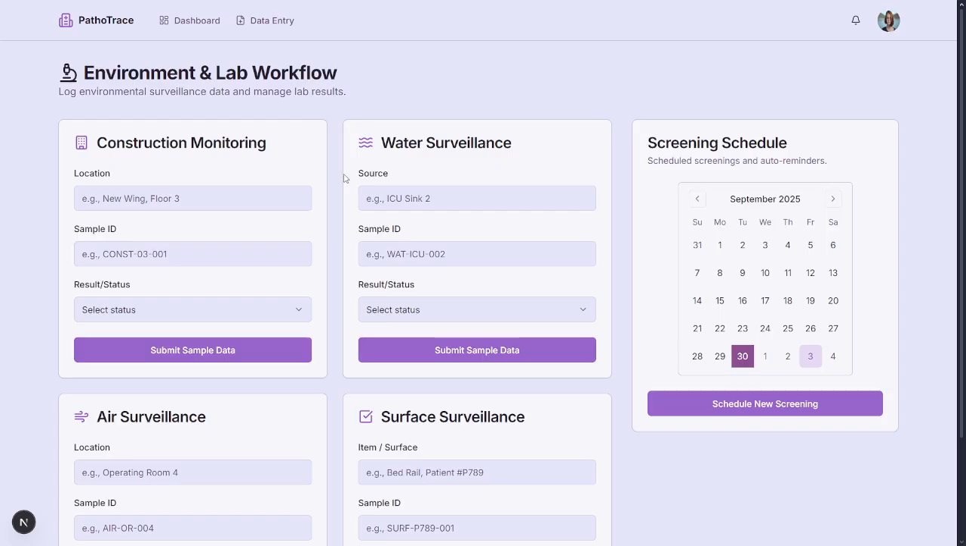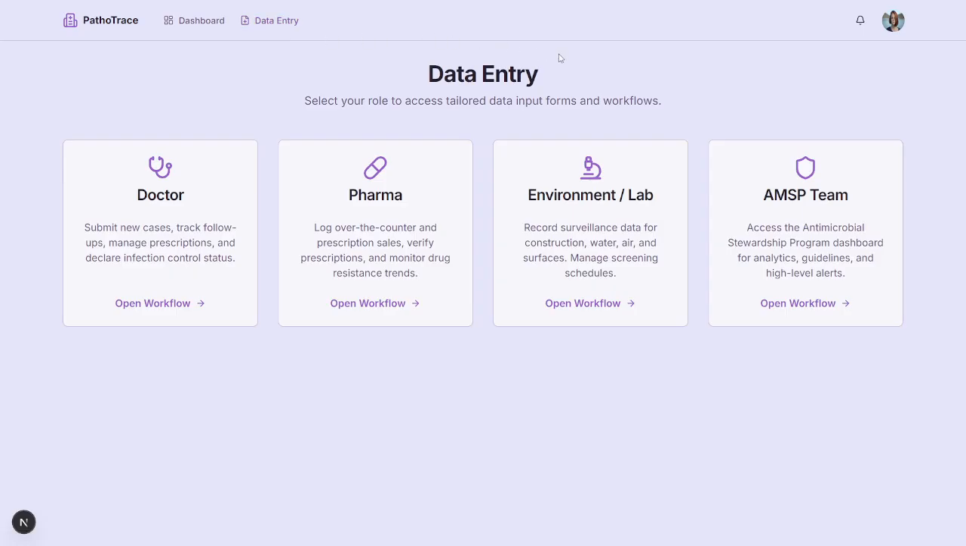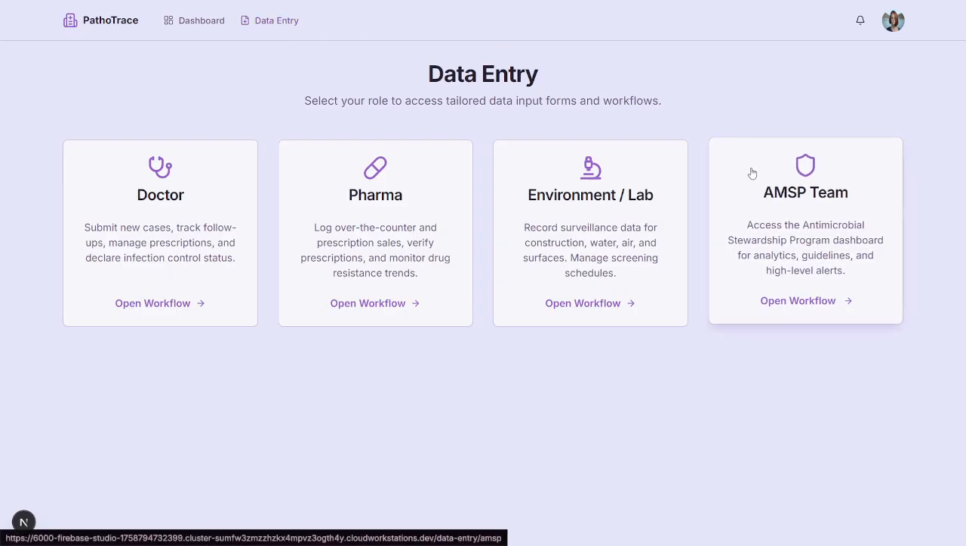Similarly, the same for water surveillance and surface surveillance also. Simultaneously, a screening schedule is also given to keep track of at what rate the environment has undergone surveillance and cleaning. Last is the AMSP team. AMSP stands for Antimicrobial Stewardship Program Team.